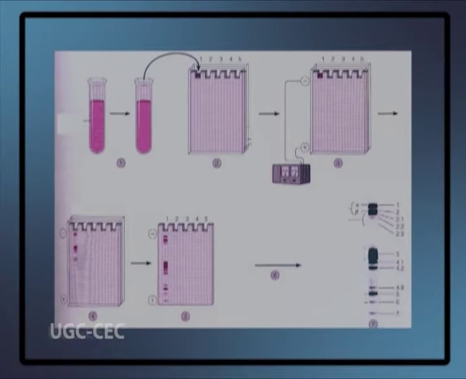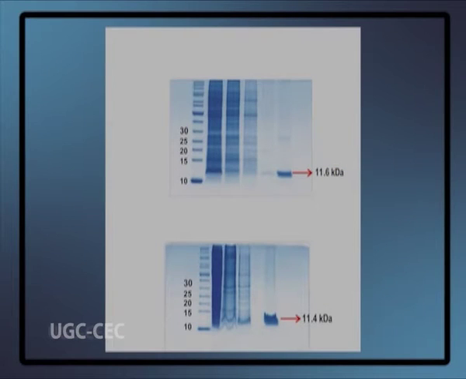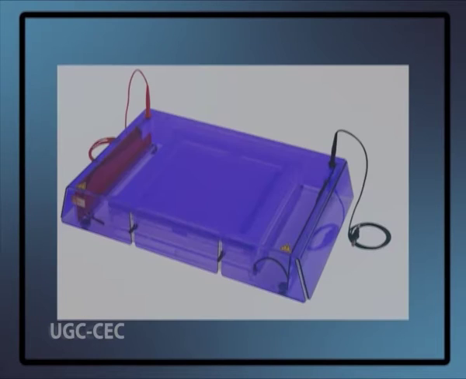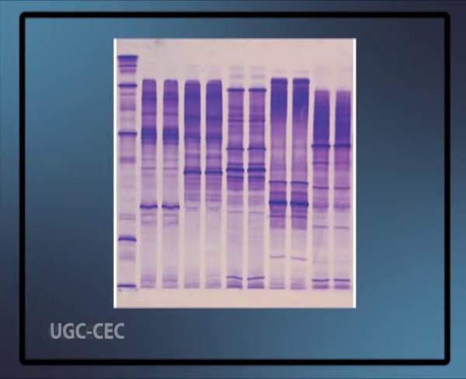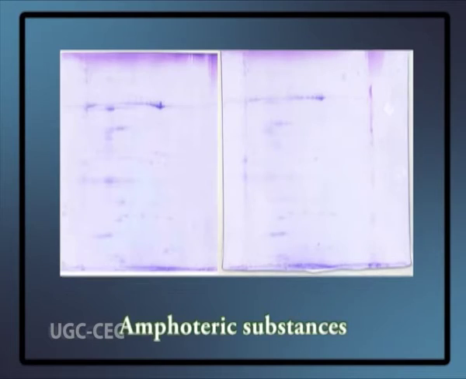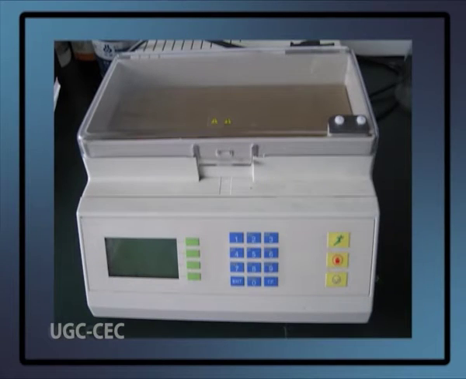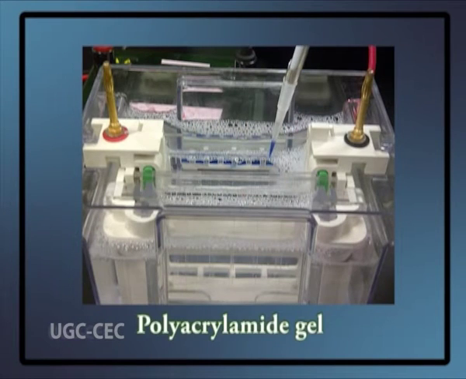Two, native PAGE, in which separation is based upon charge, size and shape of macromolecules. It is useful for separation and purification of mixtures of proteins. Isoelectric focusing. Isoelectric focusing is an electrophoretic method that separates proteins according to their isoelectric points, pI. This method is ideal for separation of amphoteric substances, and the separation is achieved by applying a potential difference across a gel that contains a pH gradient. Isoelectric focusing requires solid supports such as agarose gel and polyacrylamide gel.